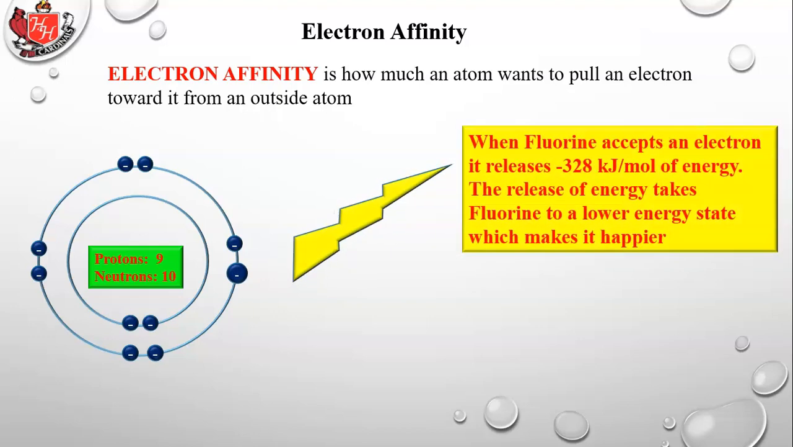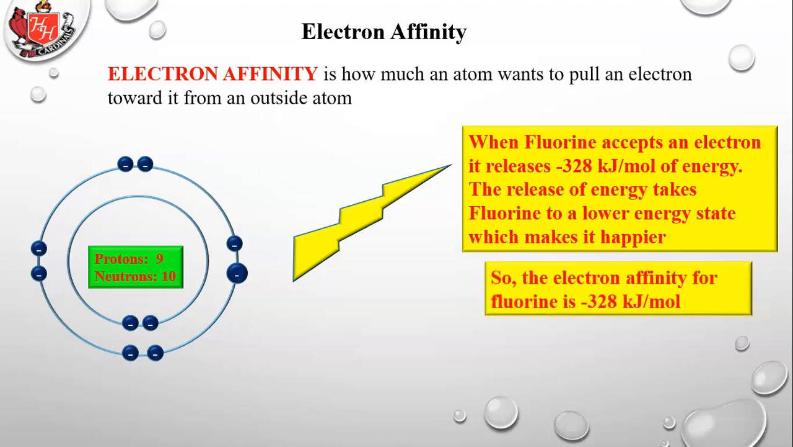So when fluorine accepts an electron, it releases 328 kilojoules per mole of energy. It's a negative 328 because the energy is going out. Like money out of your bank account, it's a negative. The release of energy takes fluorine to a lower energy state, which makes it happier. So the electron affinity for fluorine is negative 328 kilojoules per mole.